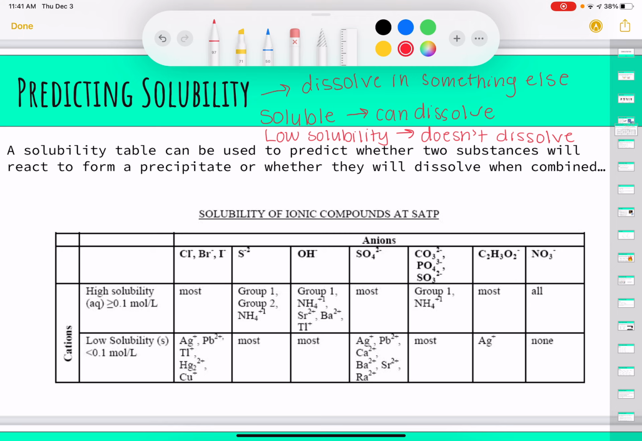Okay, so here's a table that is used to predict whether two substances will react to form a precipitate or whether they will dissolve when combined. So that big word precipitate, what that means is if we mix two things together, and normally by things I mean liquids, in this case, and a solid appears.